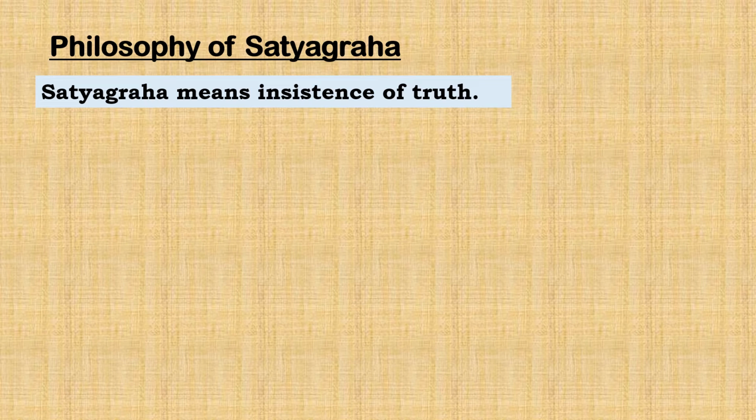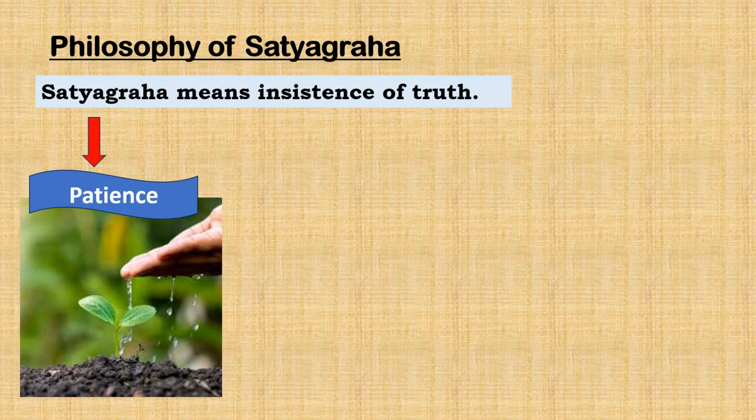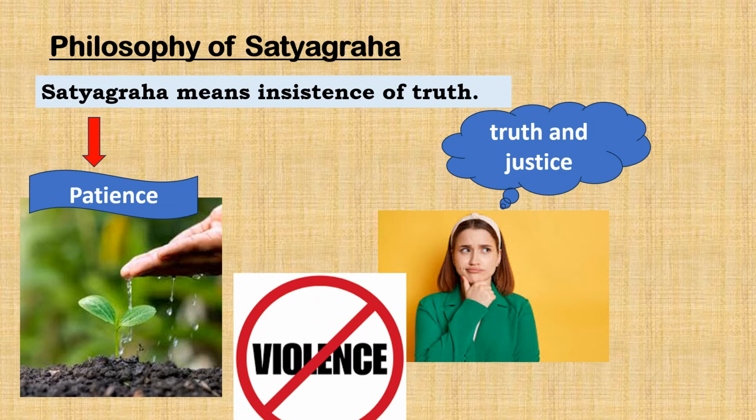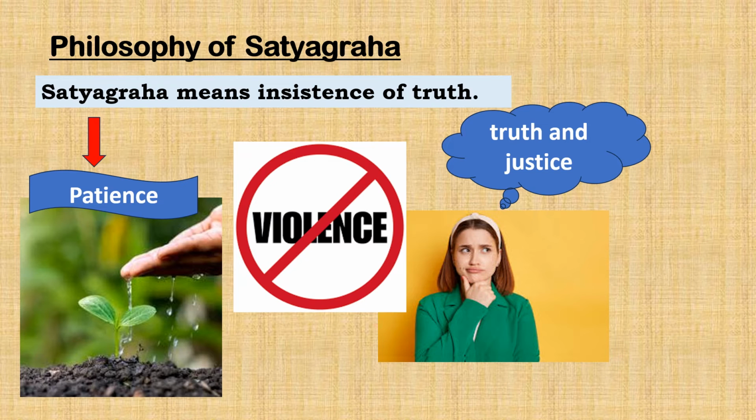The philosophy of Satyagraha. Satyagraha means insistence of truth. The main objective of Satyagraha is through patience, an unjust person is made aware of truth and justice, and also to bring in him or her a transformation in his or her views. Now, a person following Satyagraha should never use any means of violence or untruth. All these were the teachings of Mahatma Gandhi.